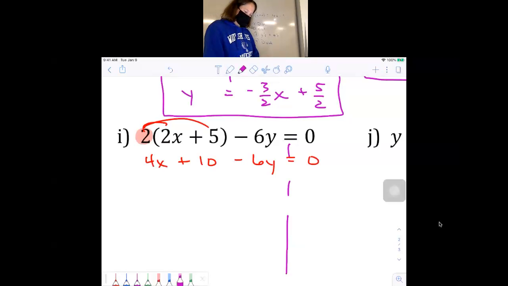Here are my y's I need by themselves. Now you have two options here. Absolutely. Subtract 10 from both sides and then subtract 4x from both sides. But notice how everything is over here. I have 1, 2, 3 parts that are over there on the left.